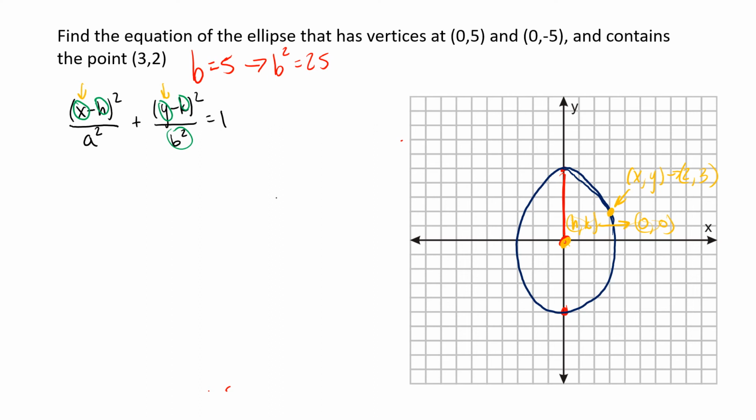You could rearrange this whole thing algebraically to solve for a squared, but I don't think the juice is worth the squeeze for this particular problem. So let's plug in all the stuff we know. We know that x is 2 minus 0, h was 0, quantity squared, divided by a squared, again we don't know a, plus 3 minus 0 quantity squared divided by 25, that equals 1. Okay.